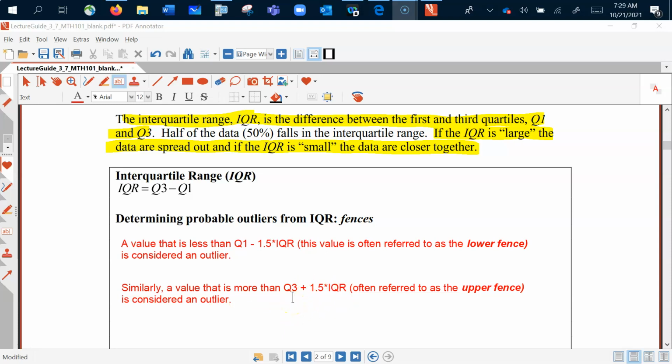So if it's too far to the right, meaning it's too large, how large? The third quartile plus 1.5 times the interquartile range; then it's going to be an outlier. Or if it's too small, how small? If it's the first quartile minus 1.5 times the interquartile range, we'll consider that an outlier as well.